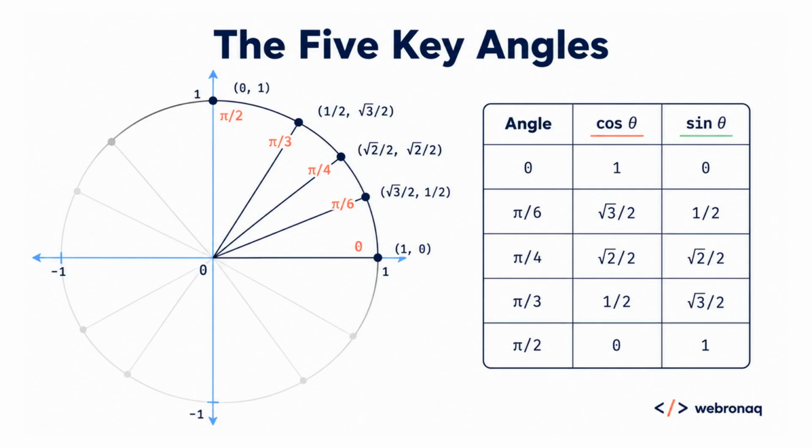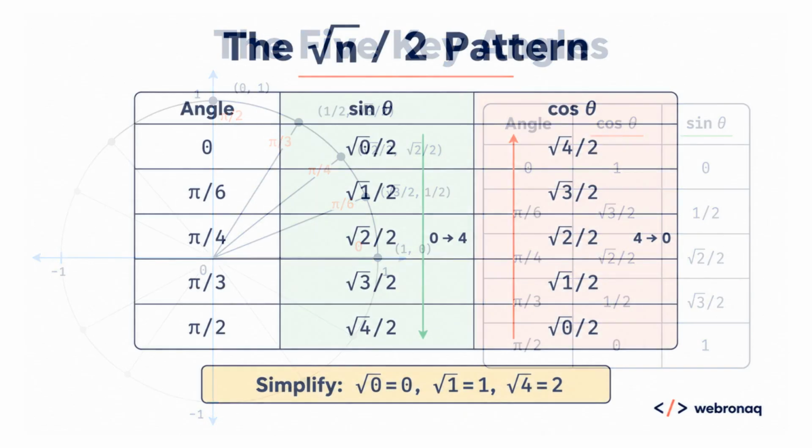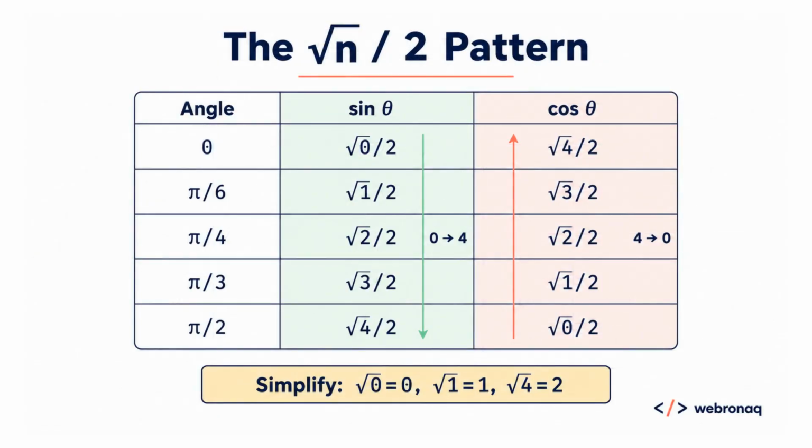Now you might be looking at all those square roots and thinking, there's no way I'm memorizing this. Good news. There's a pattern that makes it almost automatic. Here's the trick. Watch what happens if I rewrite every value as the square root of something, divided by 2. At 0, sine is root 0 over 2. At pi over 6, sine is root 1 over 2. At pi over 4, sine is root 2 over 2. At pi over 3, sine is root 3 over 2. And at pi over 2, sine is root 4 over 2. See the pattern? As the angle goes up, the number under the square root goes 0, 1, 2, 3, 4. Just count up. And cos does the exact opposite. Starts at root 4 over 2 and counts back down: 4, 3, 2, 1, 0.